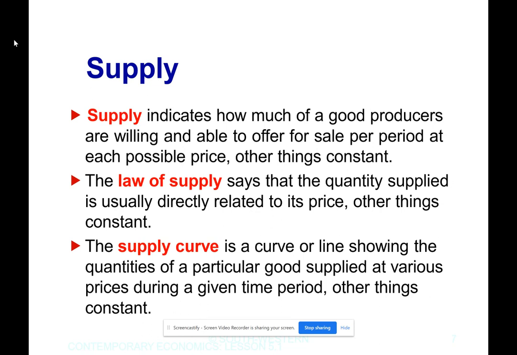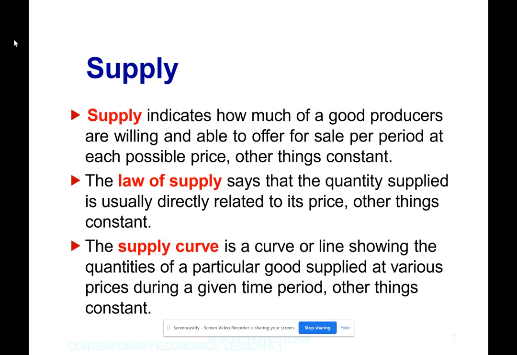Looking specifically at supply, it indicates how much of a good producers are willing and able to offer for sale per period at each possible price, other things constant. The law of supply says that the quantity supplied is usually directly related to its price, other things constant. And the supply curve is a curve or line showing the quantities of a particular good supplied at different prices during a given time period, other things constant.